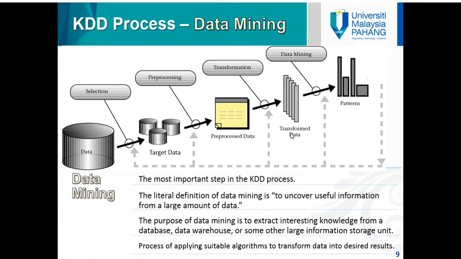So the data mining step does the discovery of the pattern from the transformed data by applying suitable algorithms to transform the data into a desired result. As can be seen in the figure, the transformed data is pushed into the data mining phase. Then data mining is executed, where the suitable algorithm does the mathematical process to identify the patterns or the interesting knowledge based on a data mining task.